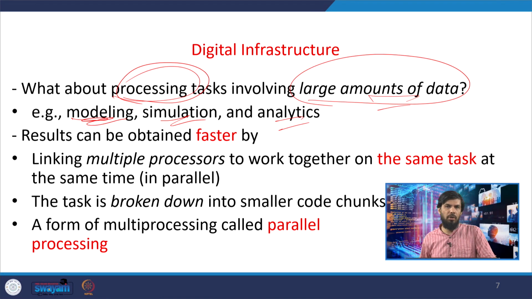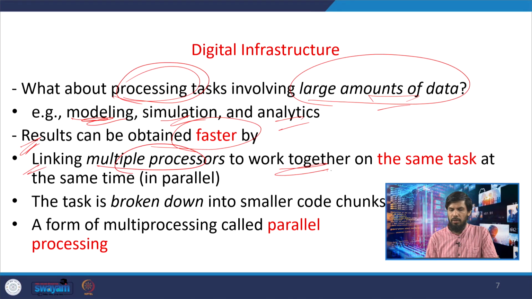Even if we are just working with the enterprise system and running queries to look at a few things, those are also computationally intensive tasks. So even then we need to look at the processing requirement. When we are working with large amounts of data, we want to obtain results faster, right. So how do we achieve that? There are different ways: linking multiple processors to work together on the same task. So we can figure out ways to link multiple processors so they work together on the same task.